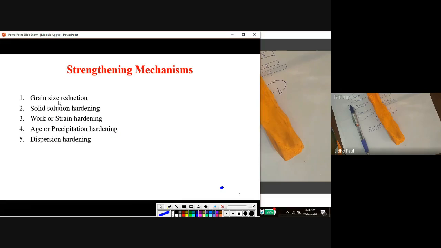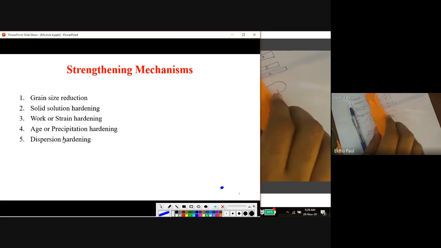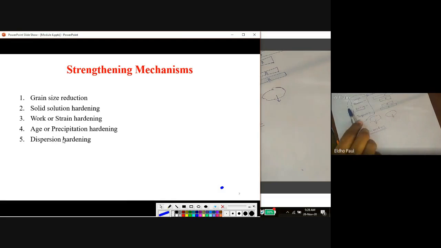There are 5 mechanisms. Next I am going to explain what the different mechanisms are to restrict the movement of dislocation. Actually, I discussed most of the mechanisms in the last 2 modules. Just age precipitation and dispersion hardening are not explained, but these 3 I already explained in the previous modules. Just to recapitulate all the topics we discussed in the last module.